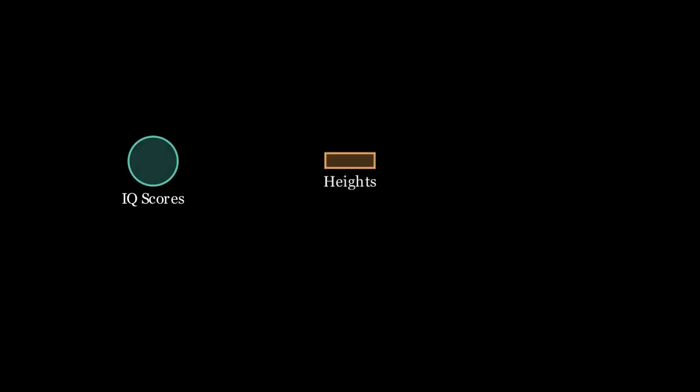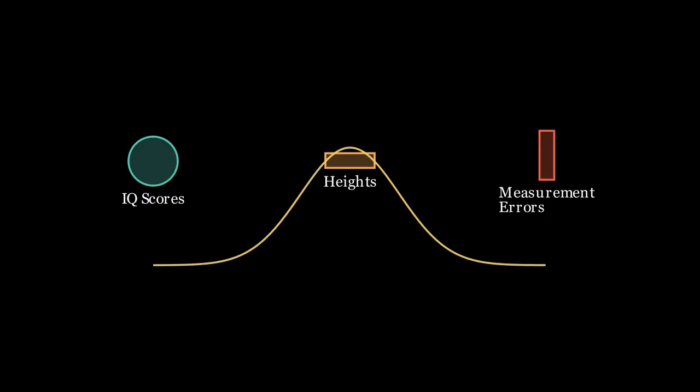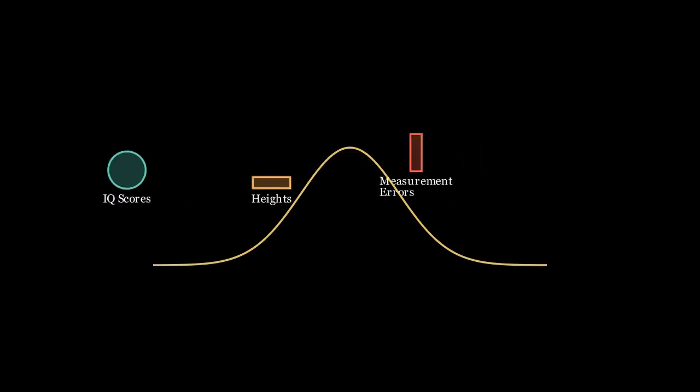IQ scores, heights, measurement errors. They all share a hidden shape. That shape is the Gaussian distribution, and once you see it, you'll find it everywhere.